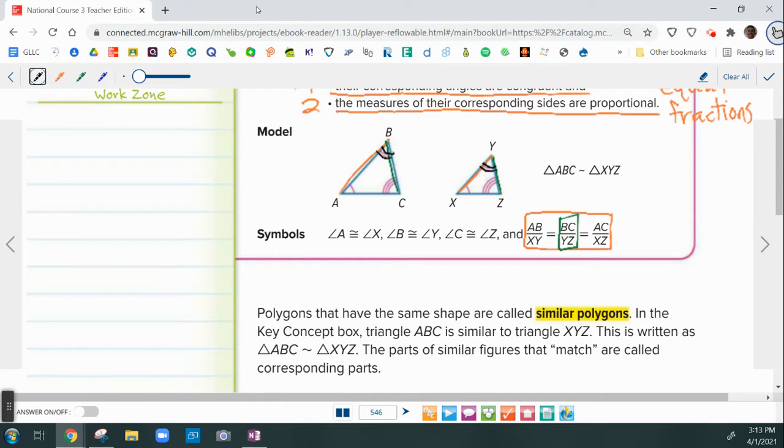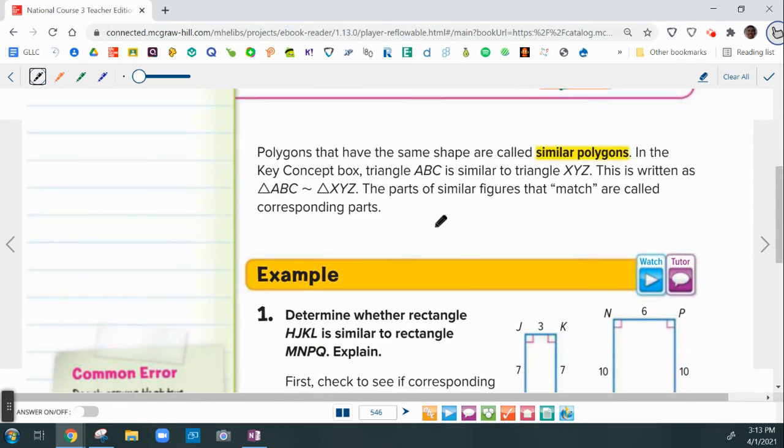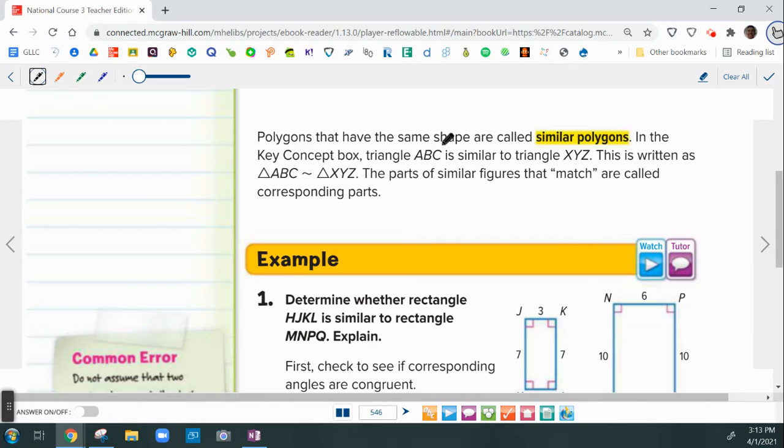Let's get back to the lesson, and let's use this information to help us solve some problems. All right, polygons that have the same shape are called similar polygons. I'm also going to add a little piece to this. They have the same shape, but they have different size. They either grew or shrunk. Now, we know that the parts of similar figures that match are called corresponding parts. I'm going to be using that phrase a bunch as we discuss this lesson.